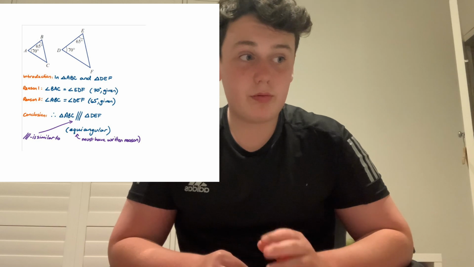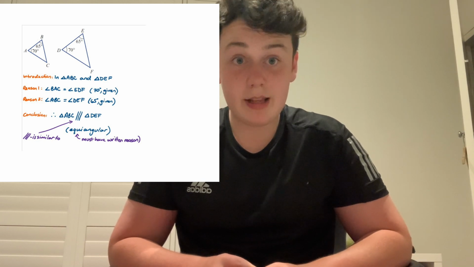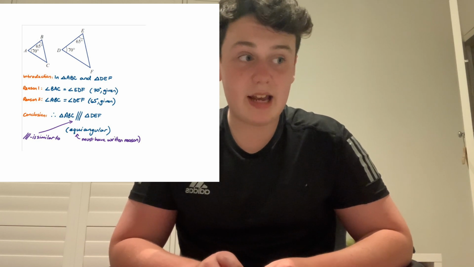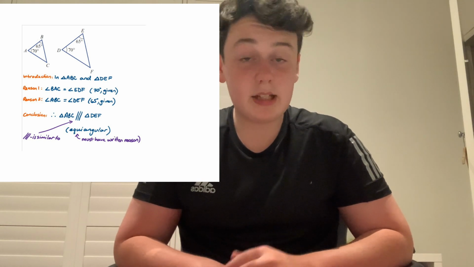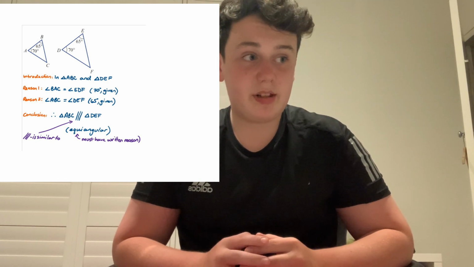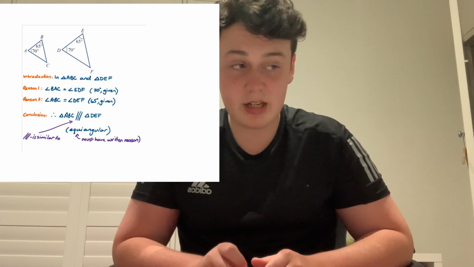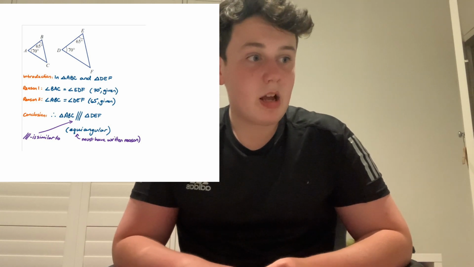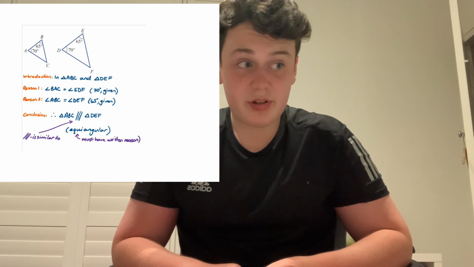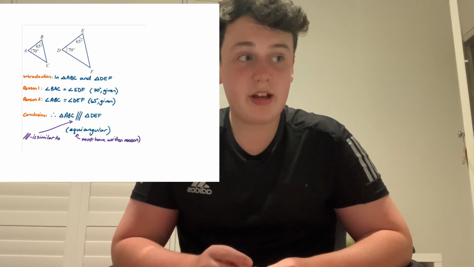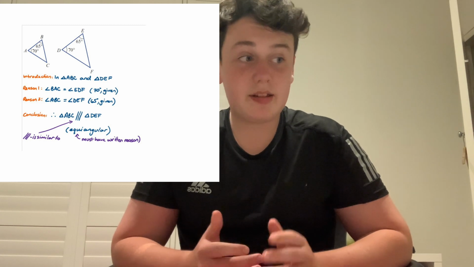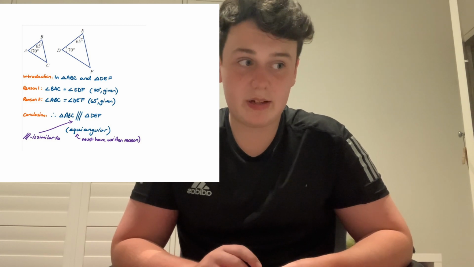Next, you want to label reason 1, which in this example is that angle BAC is equal to angle EDF, and then give a reason for that. So that is because the 70-degree angle there is given in the diagram. Then your next line, reason 2, is angle ABC is equal to angle DEF, and again that's because that's 65 degrees, and we know that because it's given.